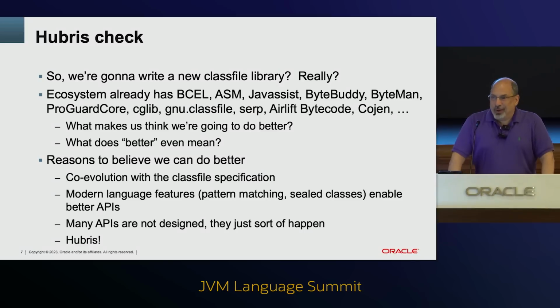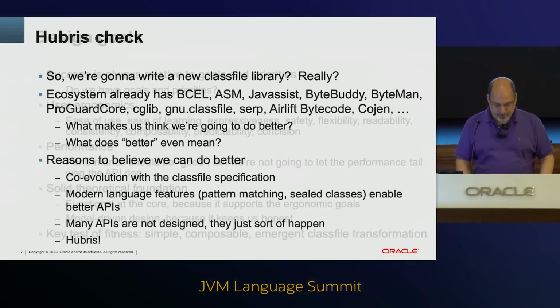But I do have reasons, as in hubris, to believe that we can do better. Not only is co-evolving the library with the specification a really valuable thing, but we can design a better API because we have a better language now. And I've used a lot of these other APIs, and I would say that they weren't really designed, they just sort of happened. Because this is something so fundamental to the JDK, we were willing to invest what it takes to build a good library on it, even though we weren't quite sure what that looked like at first, but we got there. So, like I said, hubris.